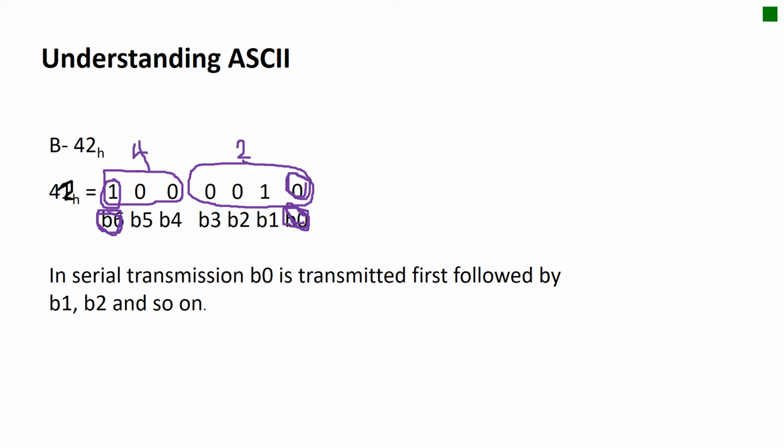Again, please take note of the arrangement of the ASCII code. B0 is the rightmost binary number, followed by B1, B2, B3, B4, B5, and the leftmost binary number in your ASCII code is the 6th order bit. Okay, so all in all, ASCII consists of a 7-bit binary number. Note, in serial transmission, the zero order bit or B0 is transmitted first, followed by B1, B2, B3, and so on.